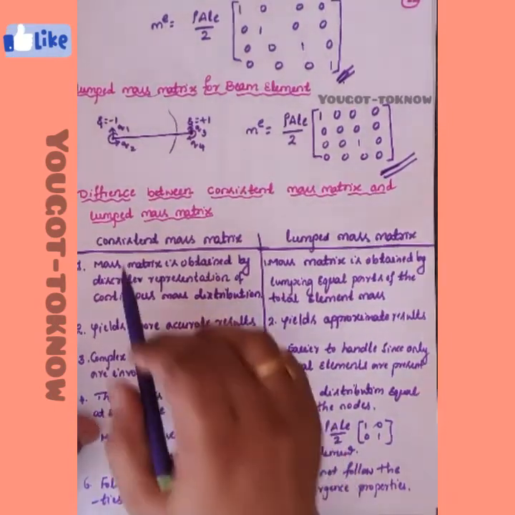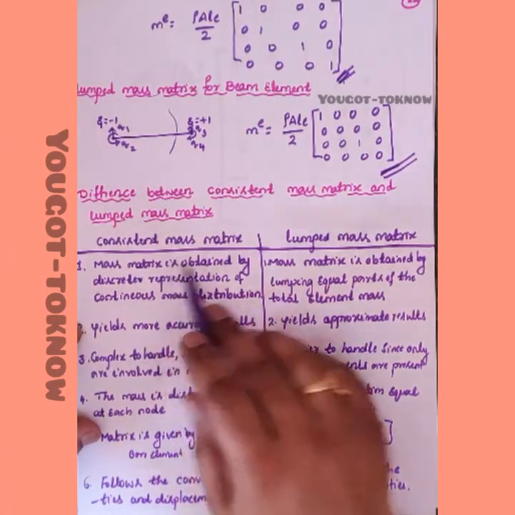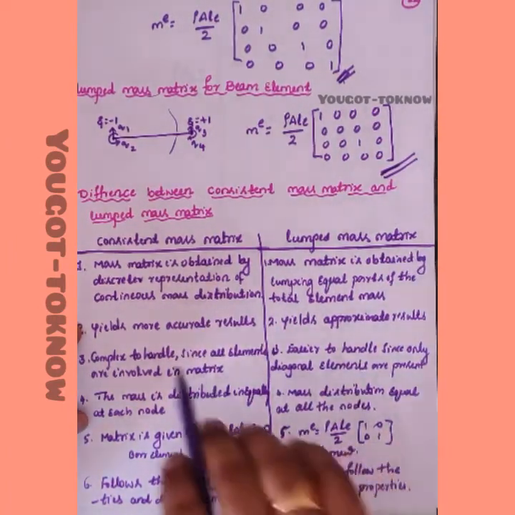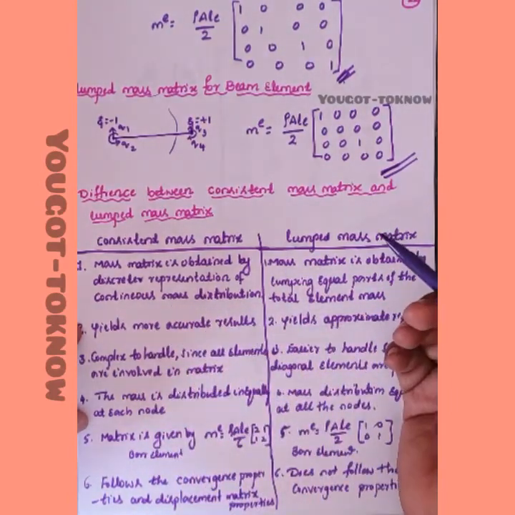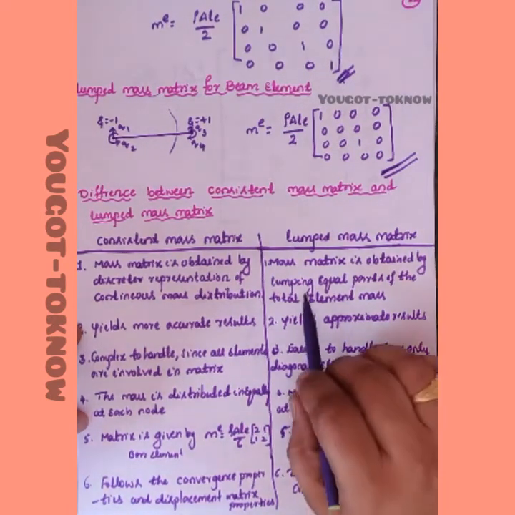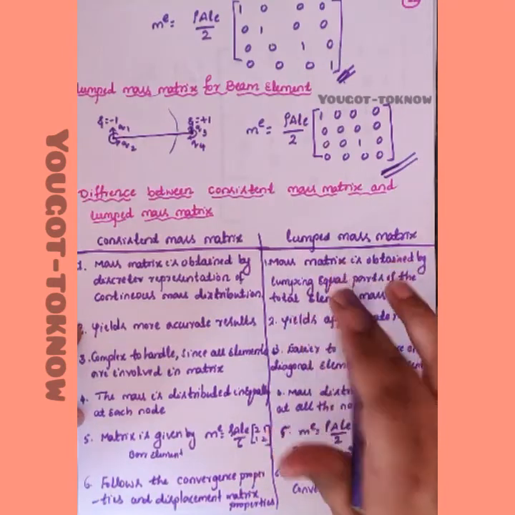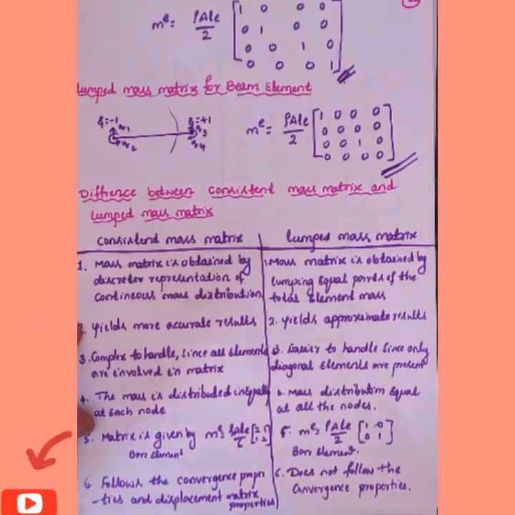Similarly, the next thing is what is the difference between a lumped and a consistent mass matrix. Take consistent mass matrix this side, lumped mass matrix this side. You know what a mass matrix is: it is a discrete representation of a continuous mass distribution. That means for the consistent mass matrix the mass is distributed throughout the continuum, or throughout the element. For the lumped mass matrix there is no continuous distribution; only at the particular nodes, node 1 and node 2, we consider the total element mass. We do not consider it throughout the element.